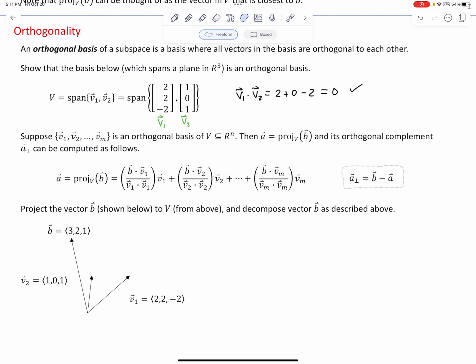Okay, project the vector B shown below. So it's the same vector B as from before, 3, 2, 1, to vector space V, capital V, mentioned above, right here. And then decompose vector B as described above. All right, so this time our space is a plane, not just a line. The two vectors in our basis are orthogonal to each other. I know in this image here that does not appear to be the case, but you do want to imagine this being a right angle. We're just looking at it from a skewed angle.